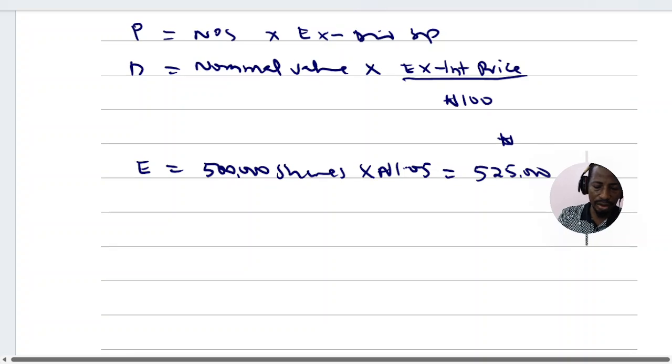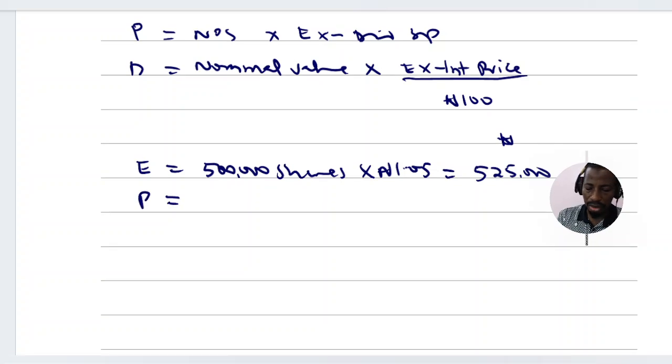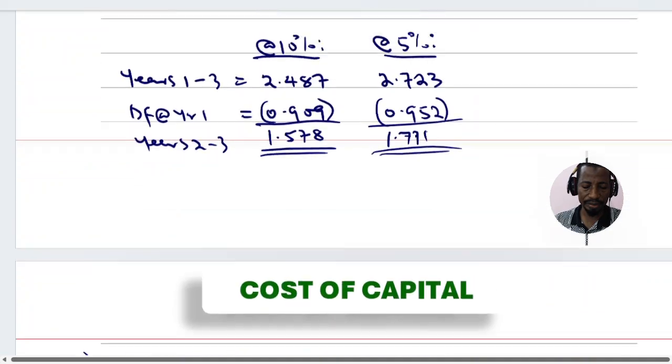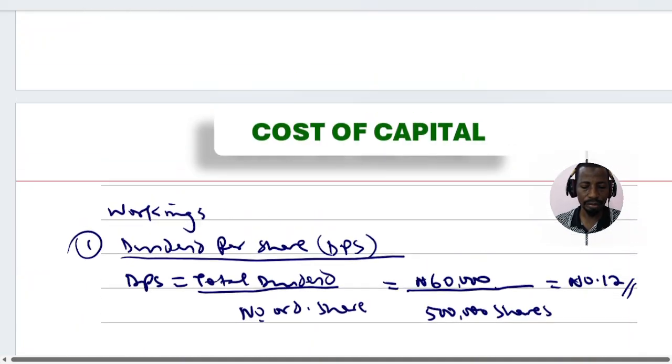Okay, then the value of the preference share. The number of preference shares is, let's go and confirm from the question.